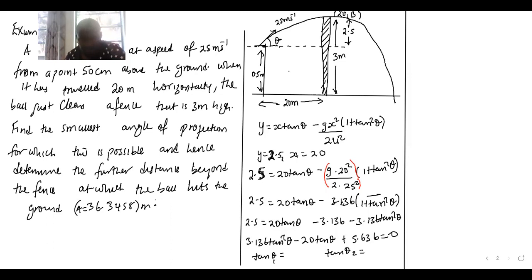6.0821. We get 6.0821, another one, 0.2955. Okay, then what is theta 1? Shift tan inverse of the answer.